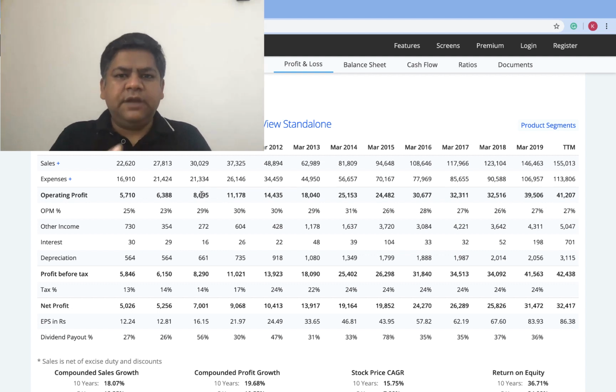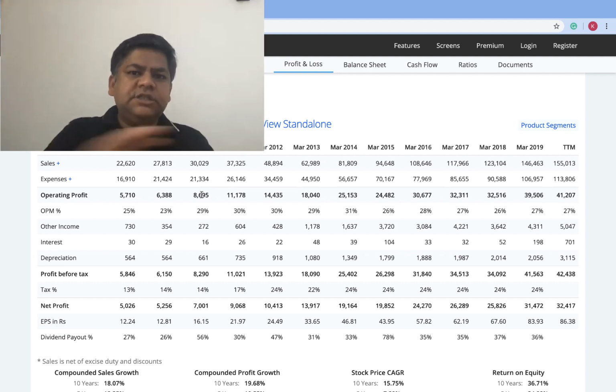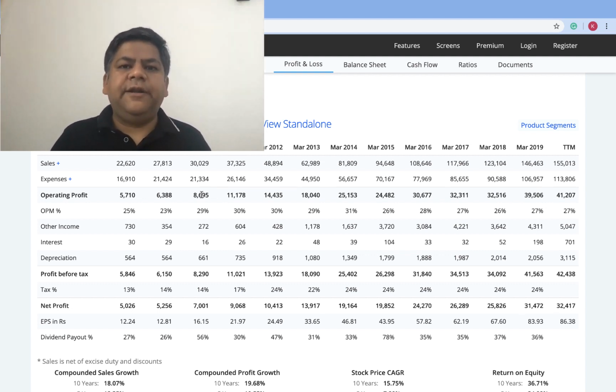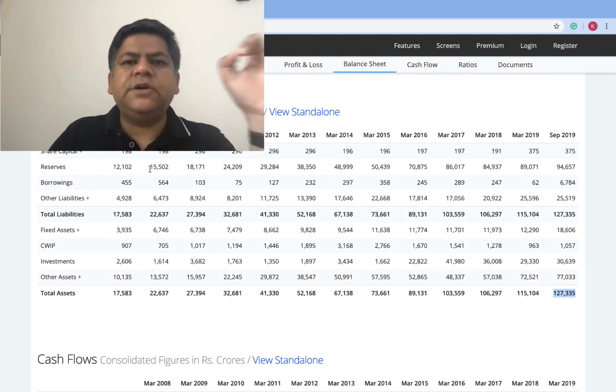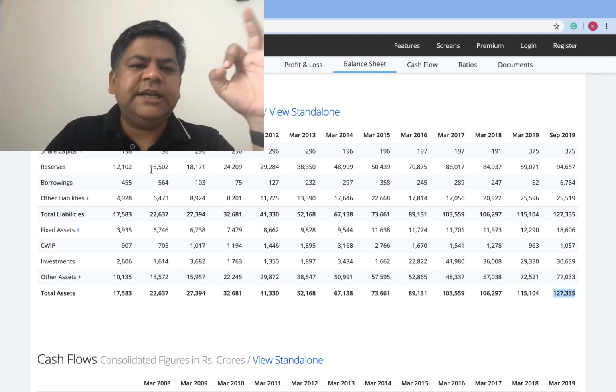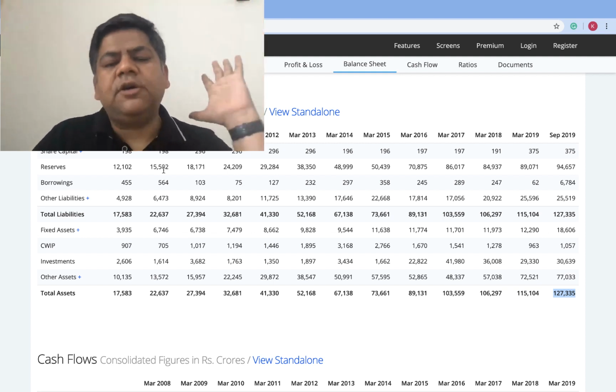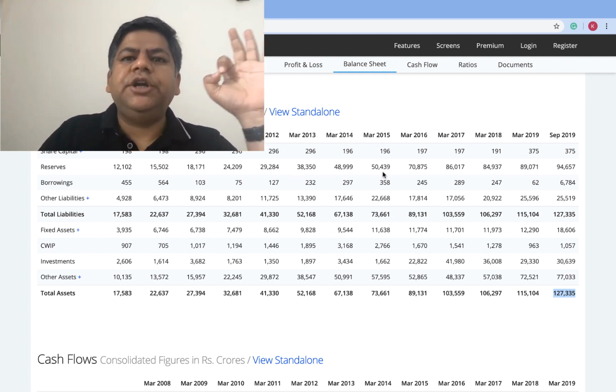How much money will come out of this company if it gets shut overnight? This is the money you have to pull out, these numbers you have to pull out from share capital and reserve, and you have to remember always that it should increase.